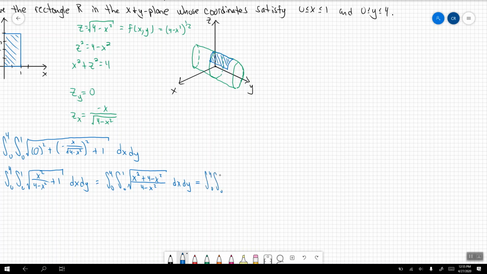Integral from 0 to 4, integral from 0 to 1. The x squareds in that numerator cancel, and we're just left with 4 divided by 4 minus x squared, and this is all in the square root, which makes it real nice, because now we just look at this given function. All right, there we are. And that's dx dy. Perfect.